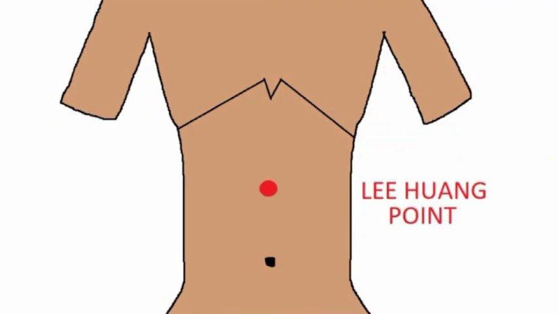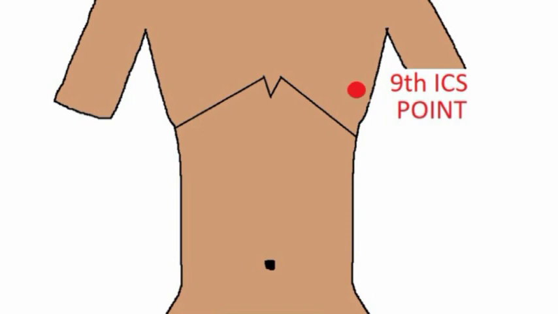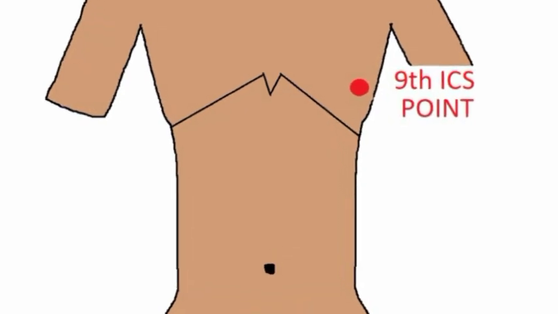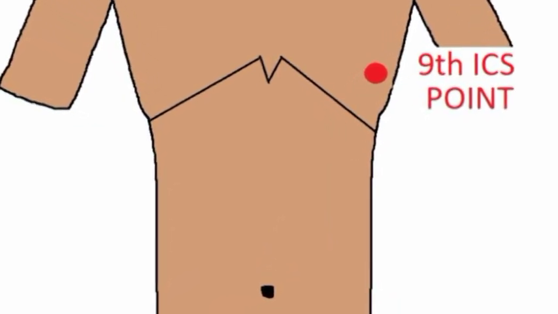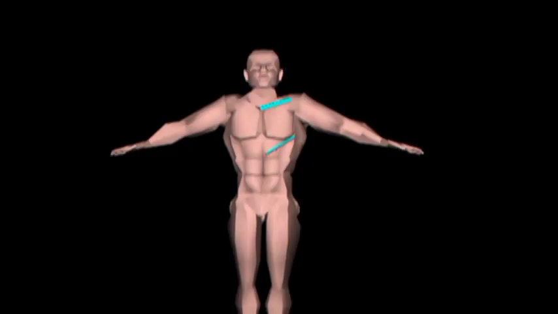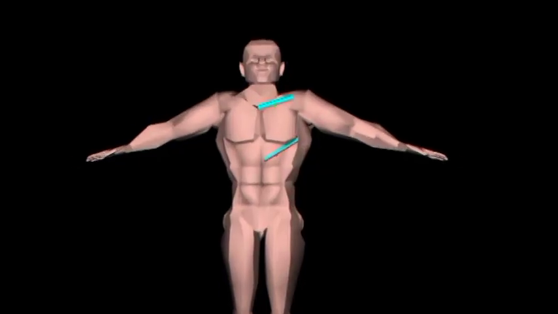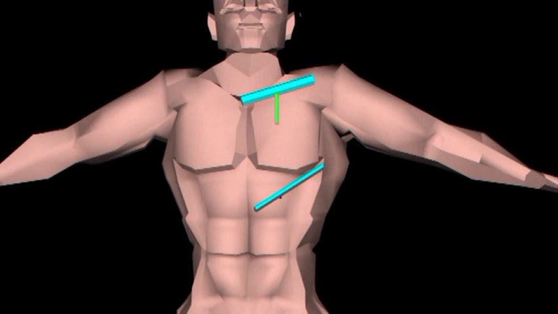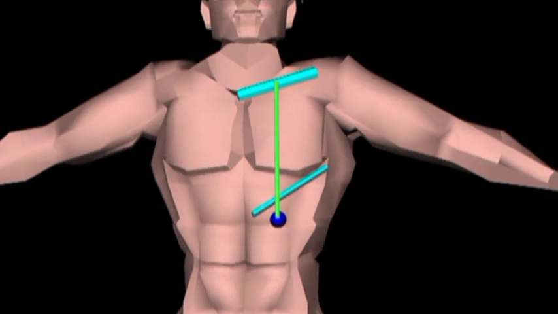Therefore, the quest for a non-umbilical entry port began, and thus several entry ports were suggested. For example, Palmer's point, Lee Huang point, ninth intercostal space point, etc. We will look at these entry points very briefly. In 1974, R. Palmer suggested a point named after him. This is Palmer's point, which is in the mid-clavicular line, 3 centimeters below the costal margin in the left hypochondrium area.